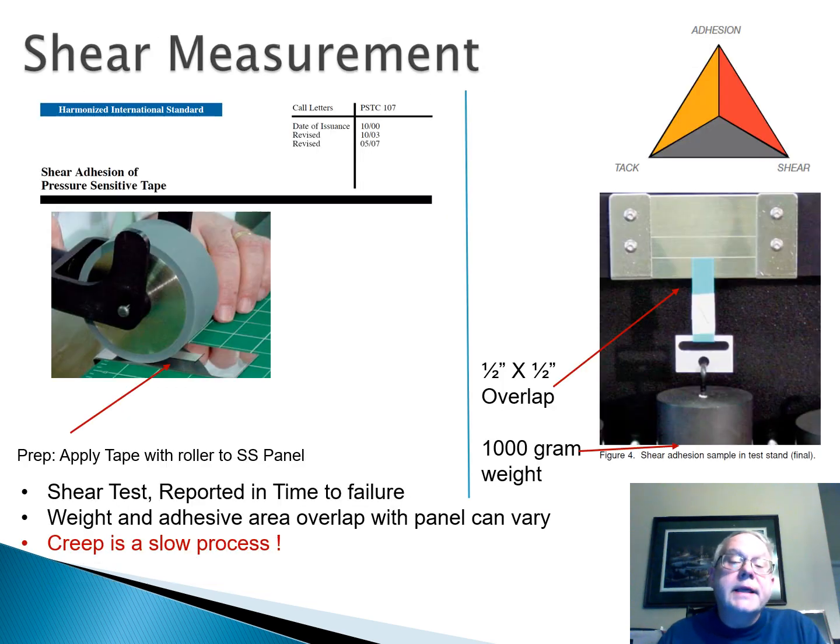Here's a shear measurement. Again, the tape's applied to a panel with a roller, and after a specified time, a weight is hung. So you measure the time of failure. Creep is a slow process relative to peel, the peeling rate, and again, the DMA, since it measures frequencies, can take modulus readings at that creep rate.